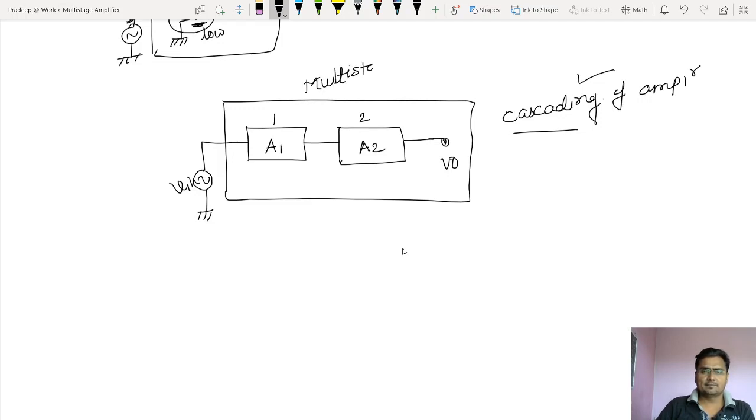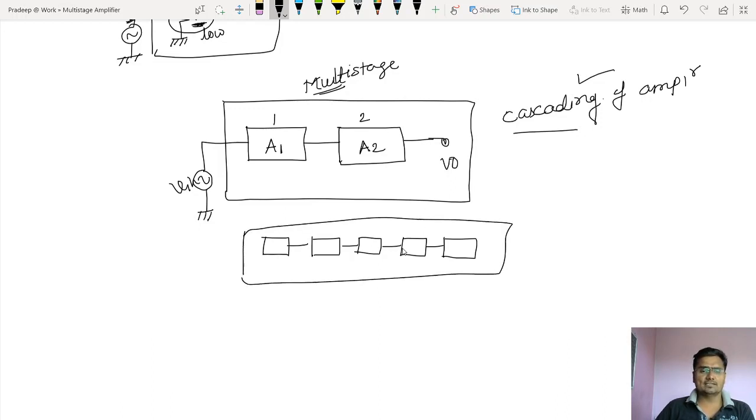Why multi-stage? More than one stage is there, so that's why multi-stage. If there is only one amplifier, it is a single stage. If more than one amplifier is connected in series, or cascaded, then it is a multi-stage amplifier. This is a two-stage amplifier. One can have three stages of an amplifier, or four stages of an amplifier. See what I'm doing, I am connecting many single stage amplifiers in series, so I will call it a multi-stage amplifier. If more than a single stage is there, it is a multi-stage amplifier.